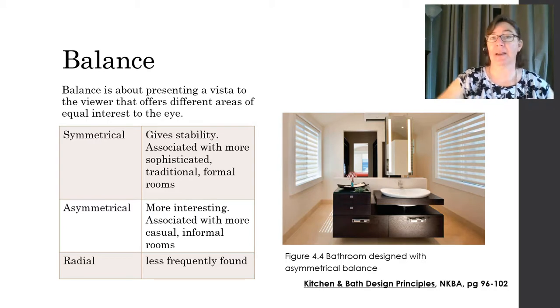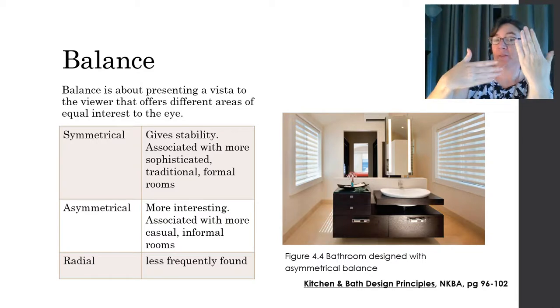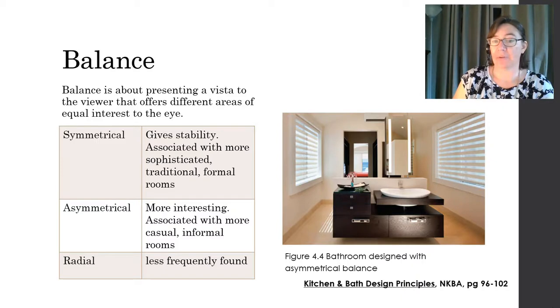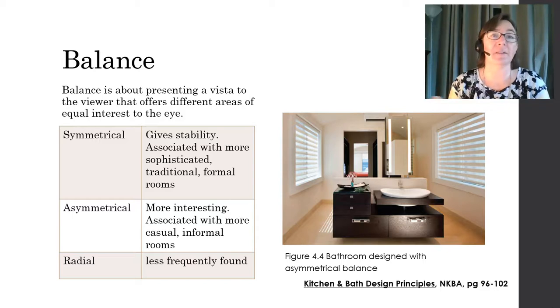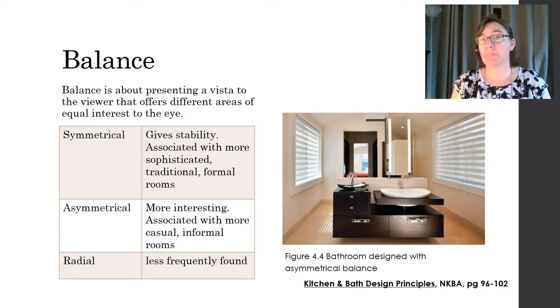An asymmetrical balance, where you've got one side balanced against another and they're not the same, is often more interesting, and it's associated with more casual or informal rooms. We have an example of this here, a bathroom designed with asymmetrical balance. These sides have equal visual weights, but they are not identical. Finally, you can have radial balance, in which everything is arranged in a circular pattern. This is a little bit less frequently found in kitchen and bath design.